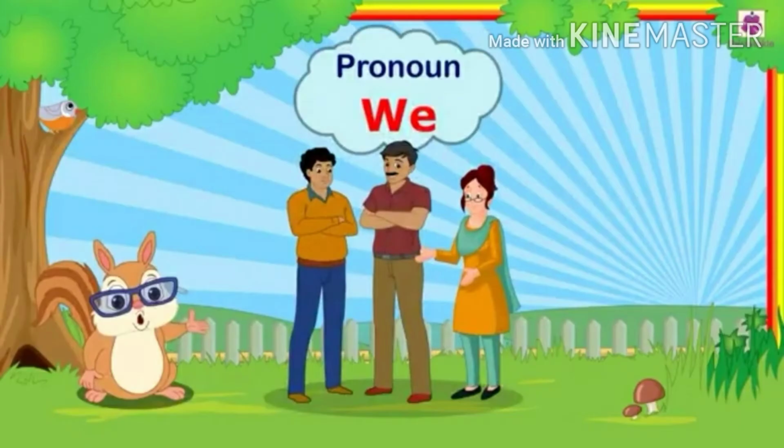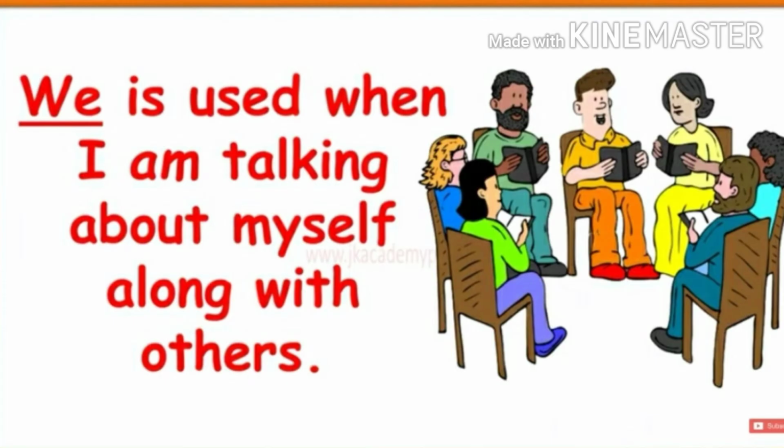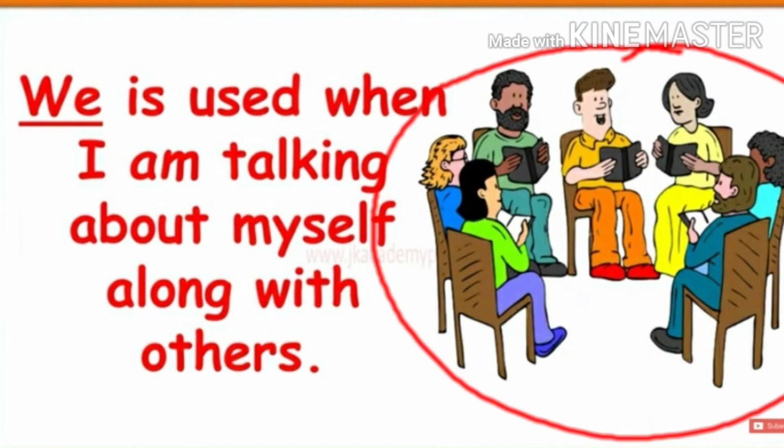Now let's understand the word we. We is also a pronoun, and let's understand where it is used. We is used when I am talking about myself along with others. It means that we is used when we are talking about ourselves and some other people. So we is used for more than one person, where we include ourselves also.